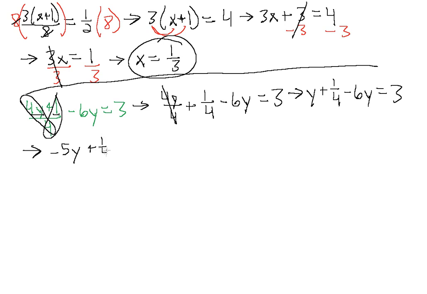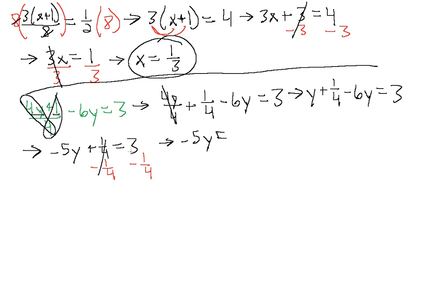Plus 1 over 4 equals 3. Let's go ahead and subtract 1/4 from both sides. And we're continuing to move things over to the right now. That cancels. So we have our minus 5y equals, and we're going to have 3 minus 1 over 4.